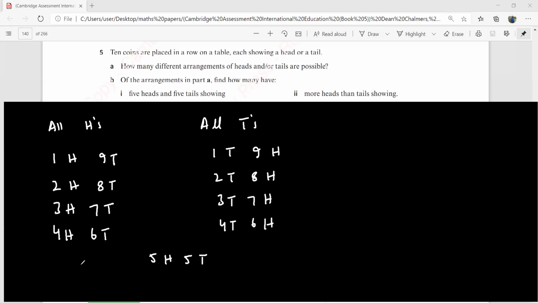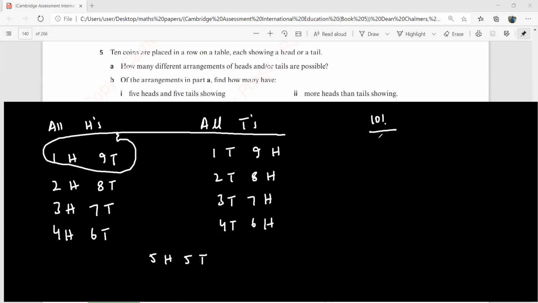Yes? And you find this, and you double it. You find this, you double it. You find this, you double it. You find this, and plus this. So 1H and 9T would be 10 factorial over 9 factorial times 2. Because if it is 1 head, 9 tails, or 1 tail, 9 heads, the working would be the same. Yes or no? Yes, sir.